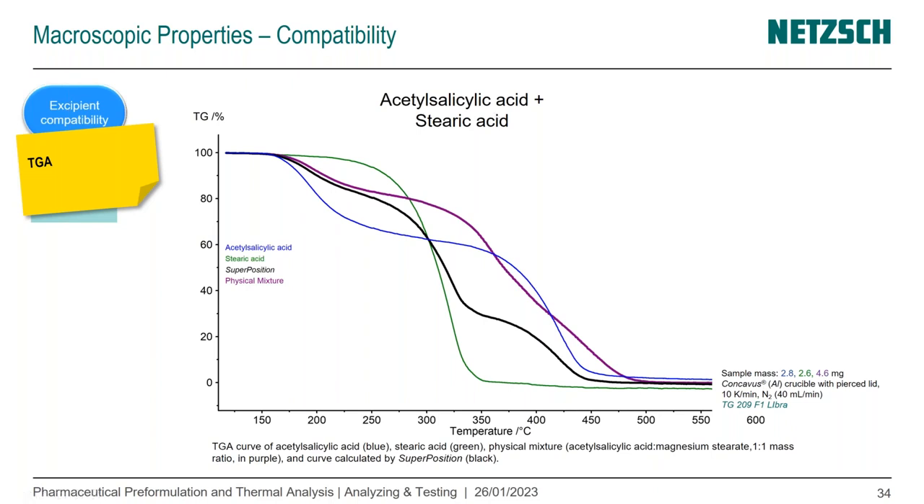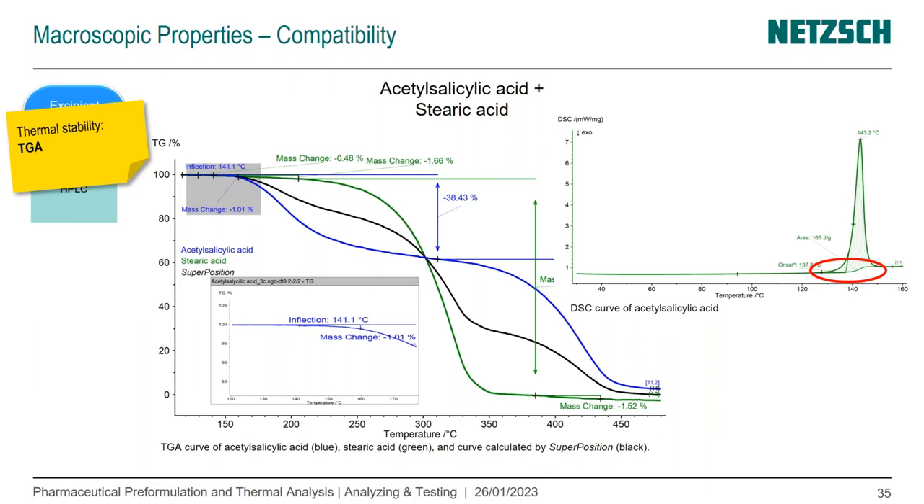But let's use this curve here, the TGA curve of the acetylsalicylic acid. If you remember, from the beginning of the presentation that I showed here, I asked whether this material is stable until the end of the melting process, given that we have some deviation from the shift of the baseline.